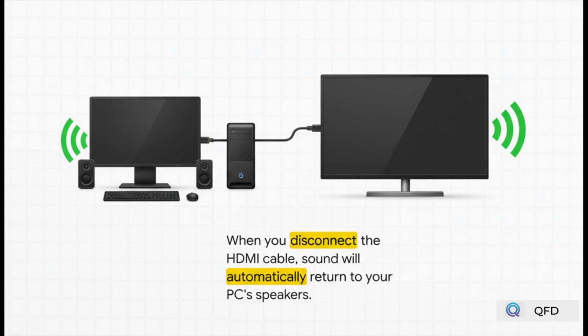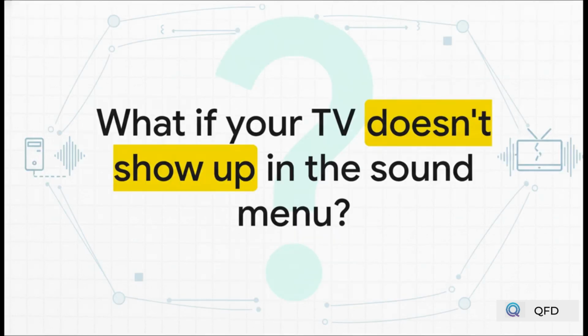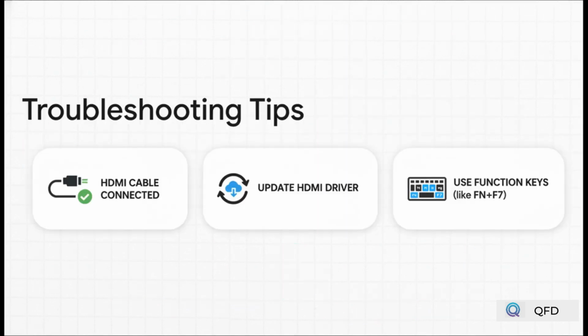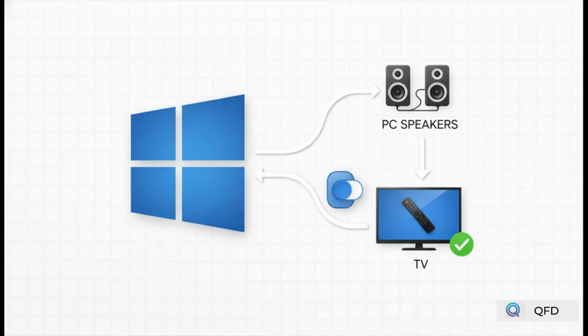Pretty cool. But wait, what if your TV isn't even showing up in the menu? Let's troubleshoot that real quick. First, just make sure that HDMI cable is plugged in snug on both ends. That's a common one. See, at the end of the day, all you're really doing is just redirecting the audio yourself.